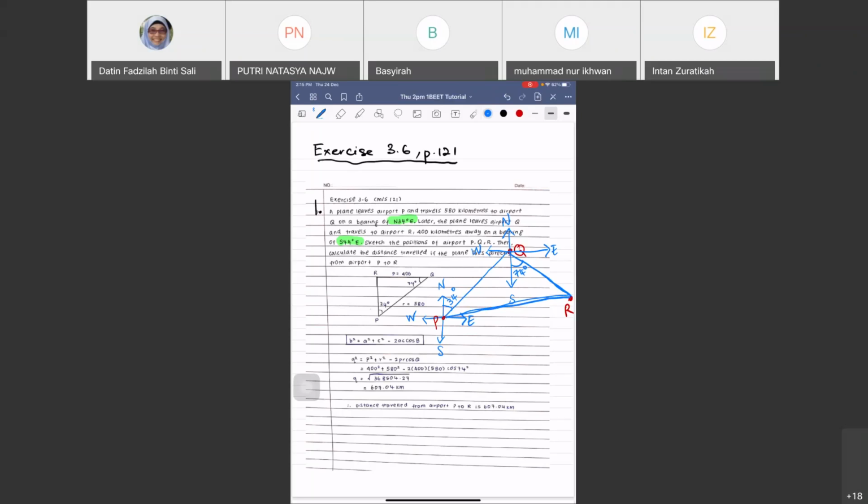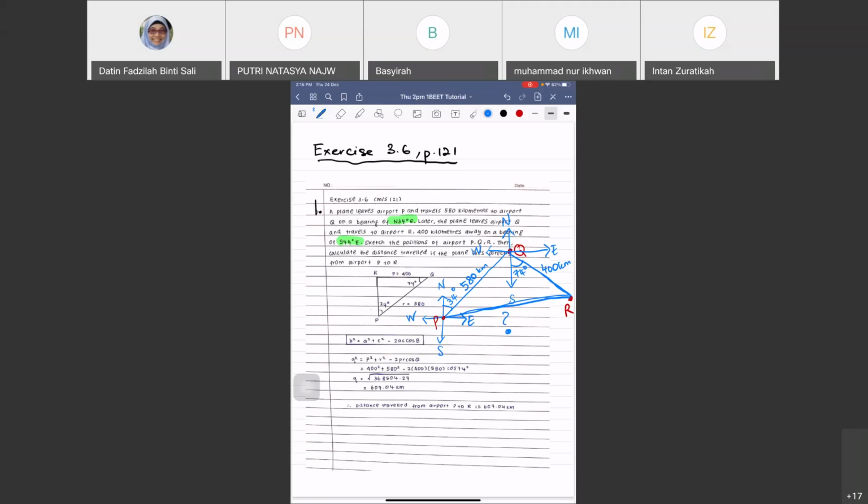From the question, it mentioned that from P you travel 580 kilometers to airport Q, and then from Q to R is 400 kilometers. So that is the distance there. You are to find the distance traveled from airport P to airport R. This is what you want.